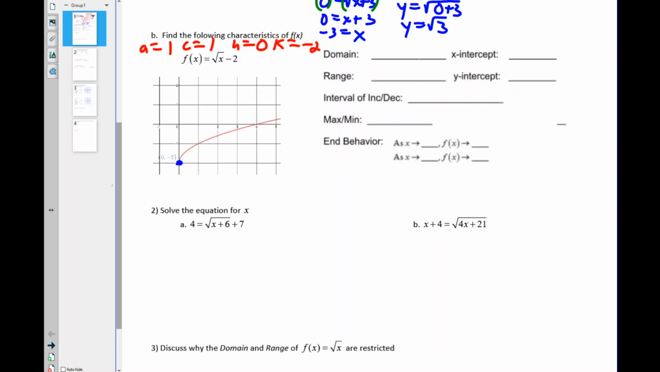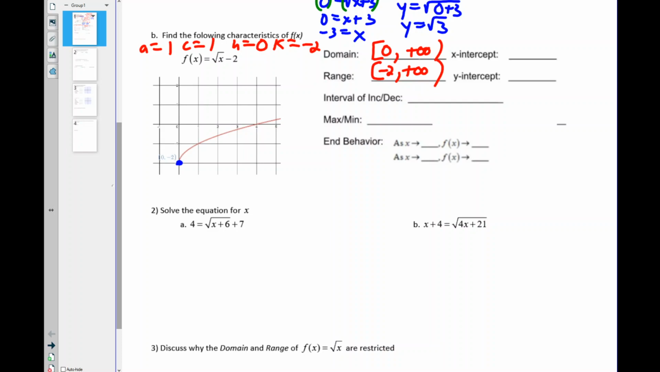Dennis, what's the domain? No. Domain means how far left and how far right. So first we go with how far left. You were correct about the bracket part, but how far left are we going? No, you keep on saying negative. No, it's just 0. Just 0. How far right are we going? Positive infinity. Dennis, for the range. Range means how low and how high. Negative 2 with the bracket because it touches, and then positive infinity.